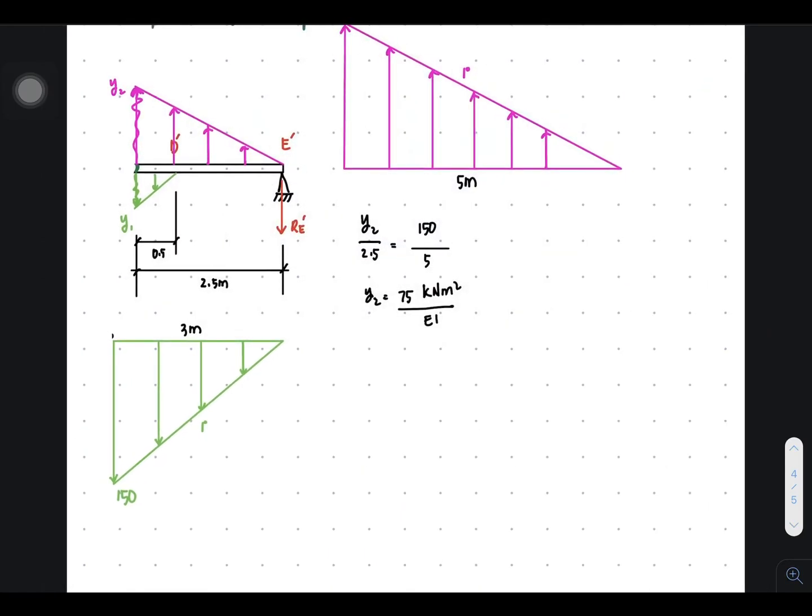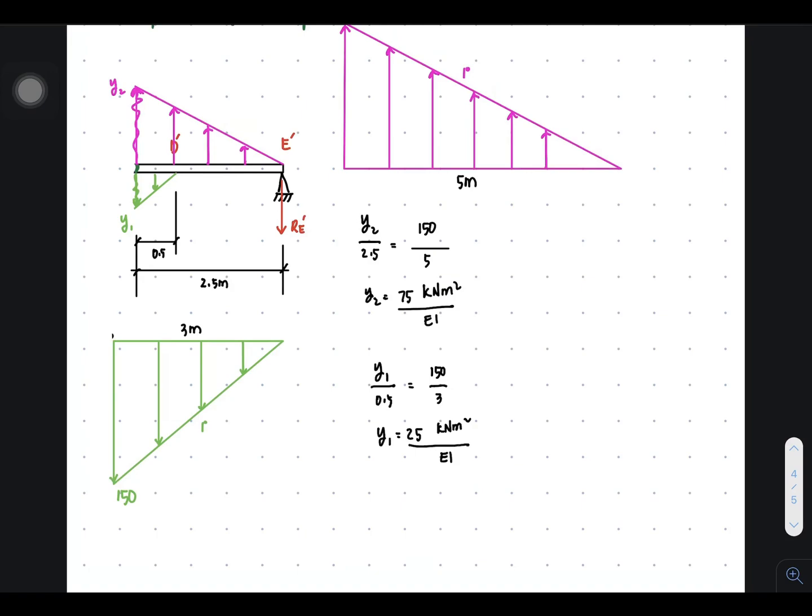So ratio and proportion, you have y1 over 0.5 equal to 150 over 3. So y1 is 0.5 of 150 divided by 3. So it's equal to 25. And the unit is kilonewtons square meter over EI.